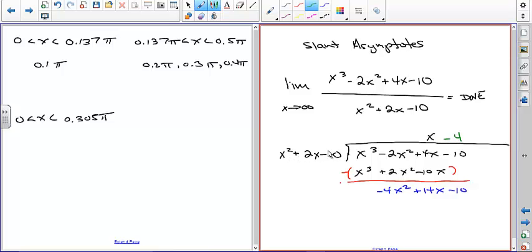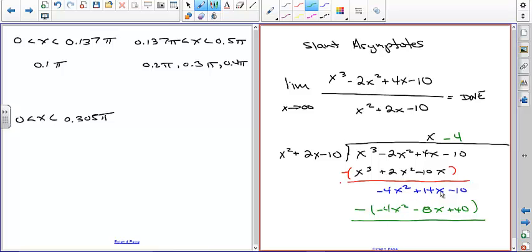So negative 4 times x squared is negative 4x squared. Negative 4 times 2x is negative 8x. And negative 4 times negative 10 is positive 40. But I'm subtracting all that stuff, so I put a subtraction out in front of the whole thing, such that when I add these two together, I get 0. Negative times a negative is a positive, so when I add these together, I get 0.